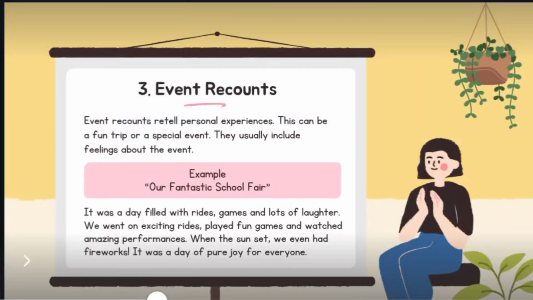Now move to the event recounts presentations. Event recounts retell personal experiences. This can be a fun trip or a special event. They usually include feelings about the event. For example, our fantastic school fair. It was a day filled with rides, games, and lots of laughter. We went on exciting rides, played fun games, and watched amazing performances. When the sun set, we even had fireworks. It was a day of pure joy for everyone.